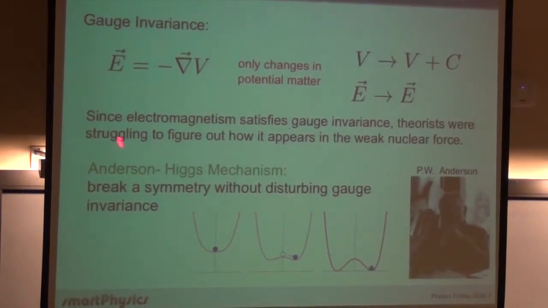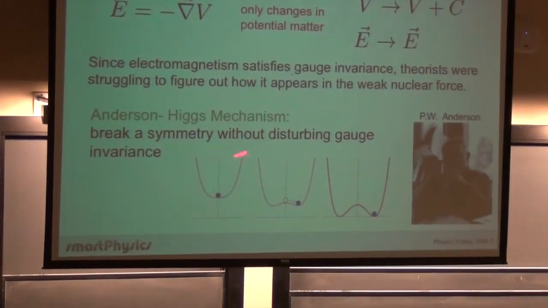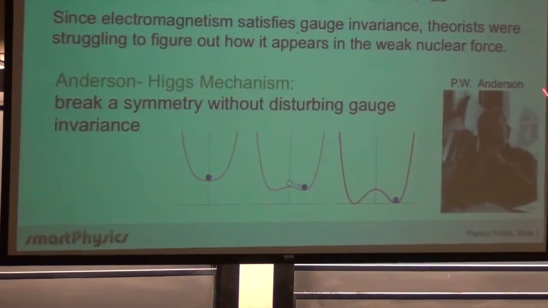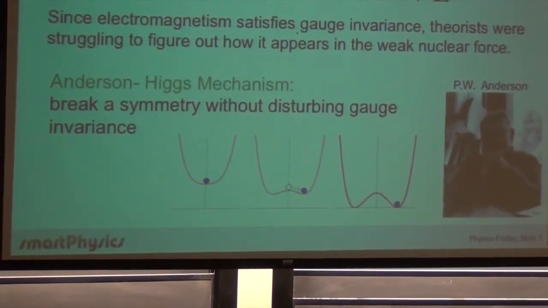And actually, people have heard, you know, Higgs, you get your name attached to something. But actually, there's a condensed matter theorist, Phil Anderson, who's at Princeton, that somehow solved this problem in a different light. And Higgs kind of put it together with what people knew in particle physics. So this idea was that you can break a symmetry without actually disturbing the gauge invariance. And so this picture is supposed to indicate that.